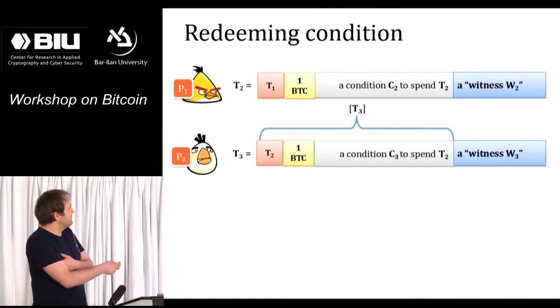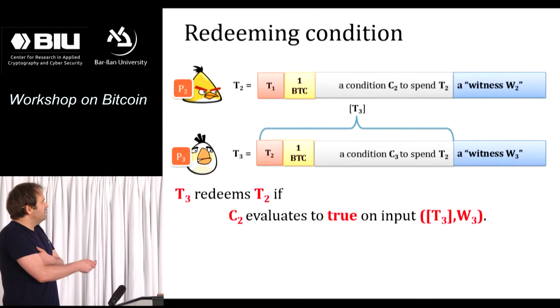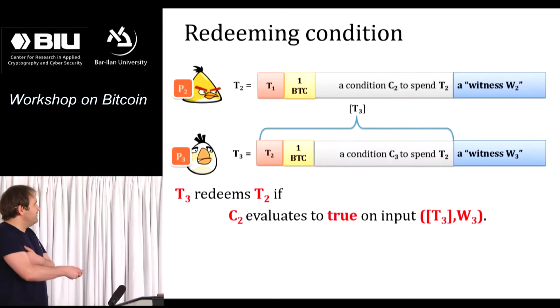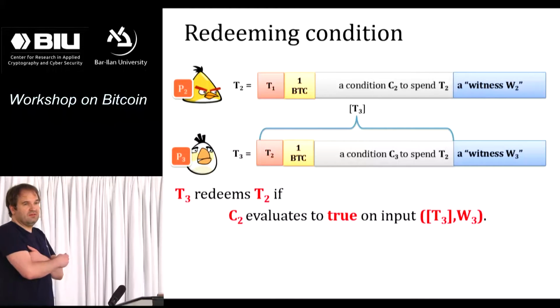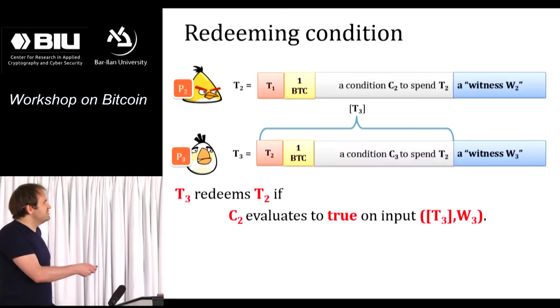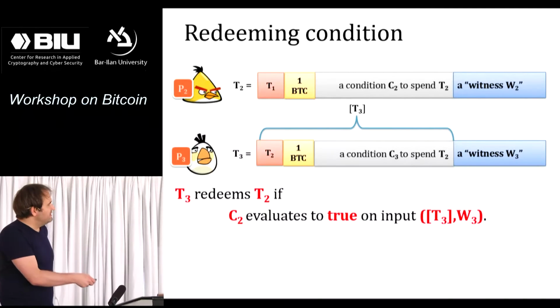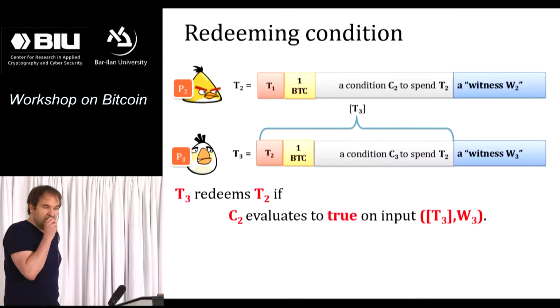Let us look again at this. So the redeeming condition is like this. This is the situation from the previous slide. If I want to spend T2, I have to prepare transaction T3, such that if I take this condition, which is a Boolean condition, a condition that evaluates to true or false, then T3 can redeem T2 if this condition specified here evaluates to true on this whole thing. So this is a condition to spend T2. It says that T2 can be spent by any transaction that will make this function C2 evaluate to true. And this transaction T3 that spends it again consists of some main body and a witness, which is there to make this whole condition evaluate to true.